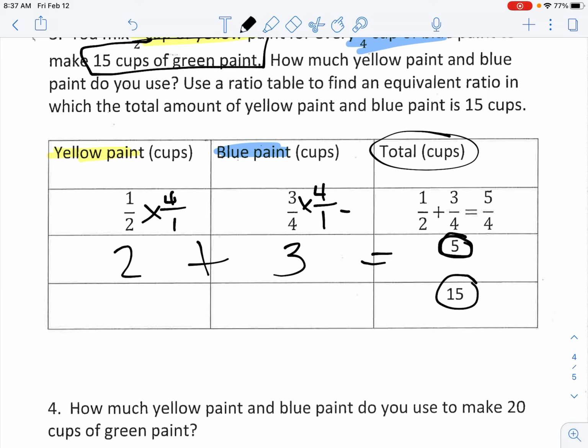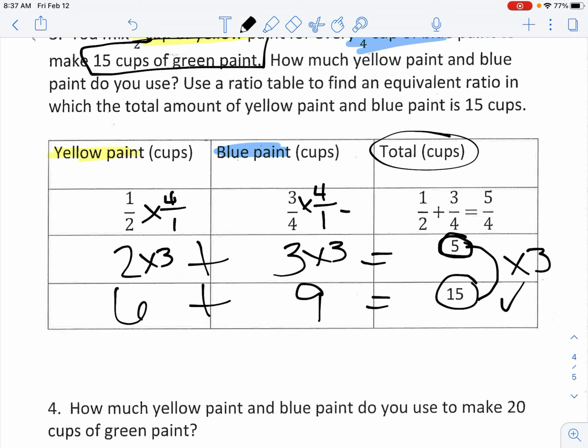Well, I know that 5 times 3 is 15. To get from 5 to 15, I would do times 3. So I also must need 3 times the amount of yellow paint and 3 times the amount of blue paint. So 2 cups times 3 would be 6 cups of yellow paint, and 3 cups of blue times 3 would be 9 cups of blue paint, and 6 plus 9 is 15. So your ratio would be 6 yellow to 9 blue.